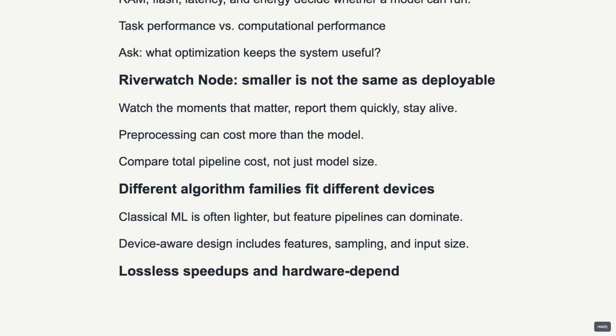Some improvements keep the math the same and only change how efficiently the system executes. These are the optimizations that improve fit without changing the model's meaning.